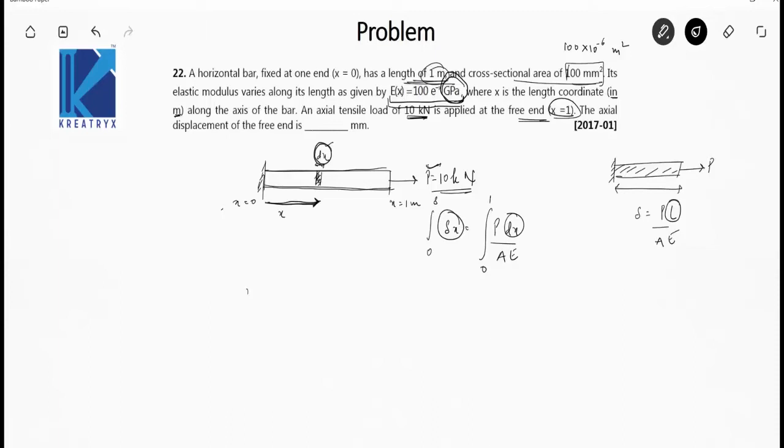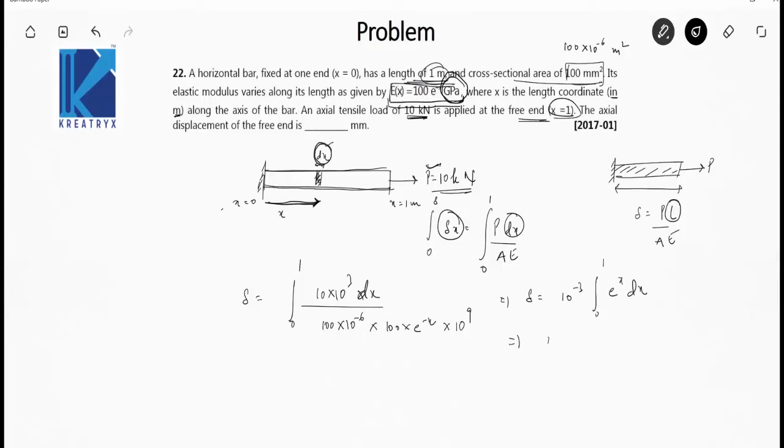Now delta is equal to integration from 0 to 1, and P is 10 kilonewton, 10 into 10 to the power 3. This is dx. A is 100 into 10 to the power minus 6 meter square, and E is given by the relation 100 into e raised to the power minus x GPa. So you have to convert it into Pascal, that implies you have to multiply it with 10 to the power 9. Solving it, this will be 10 to the power minus 3 integration from 0 to 1 e raised to the power x dx.